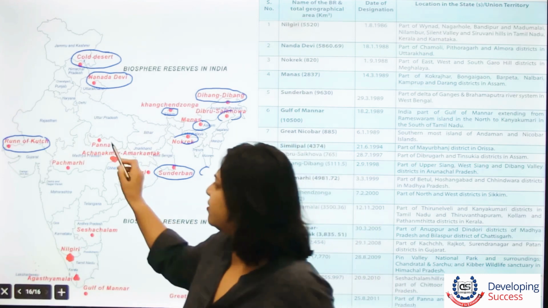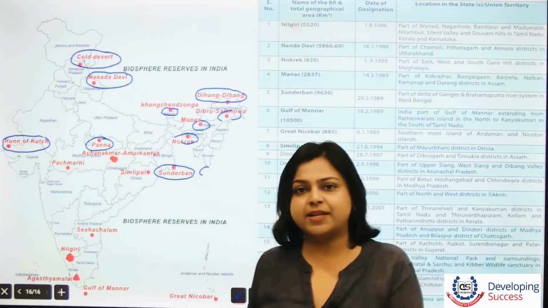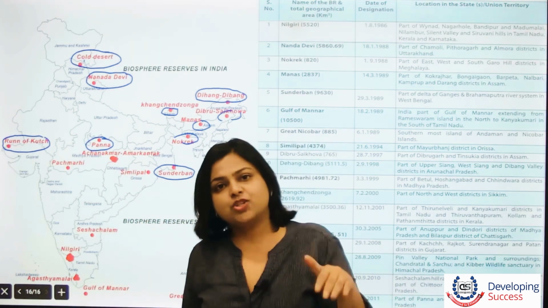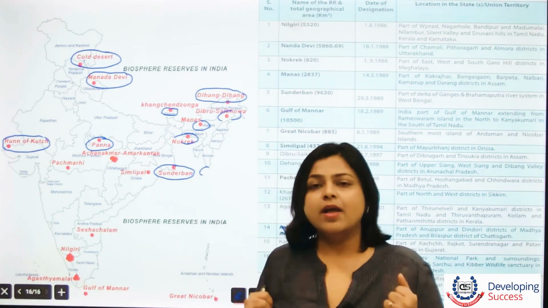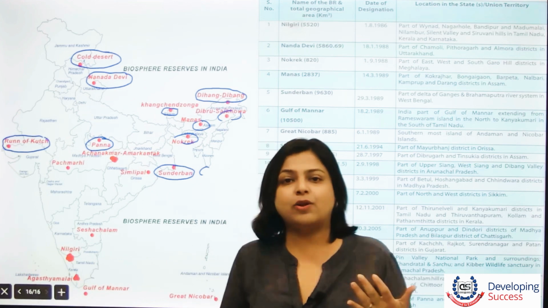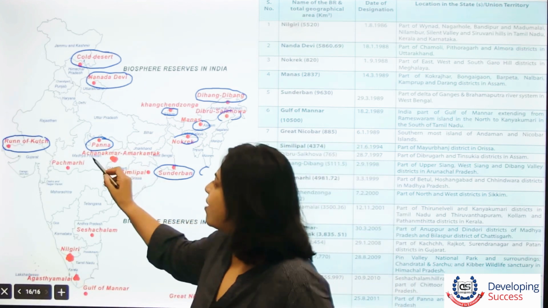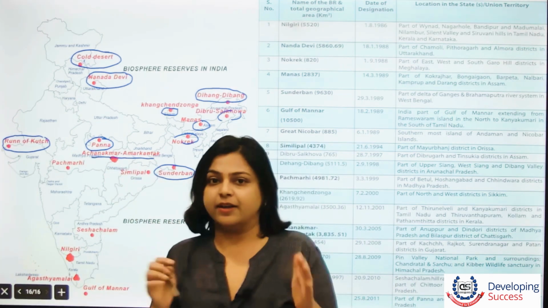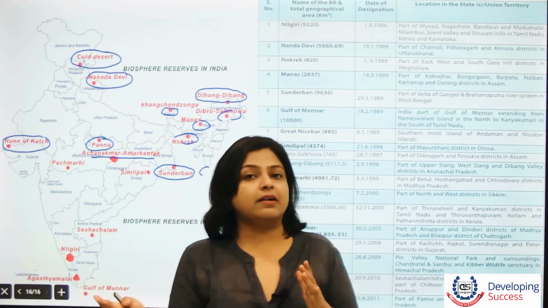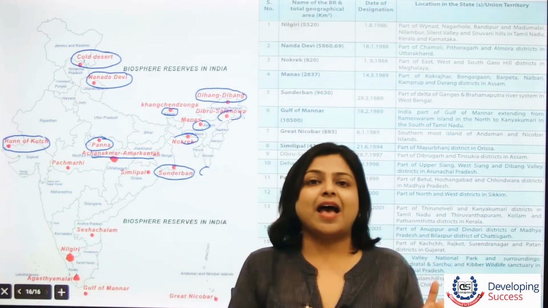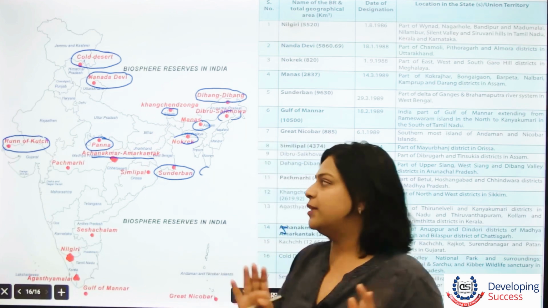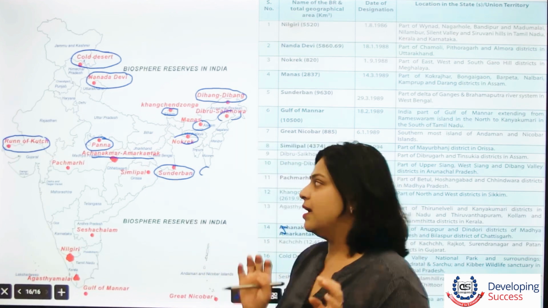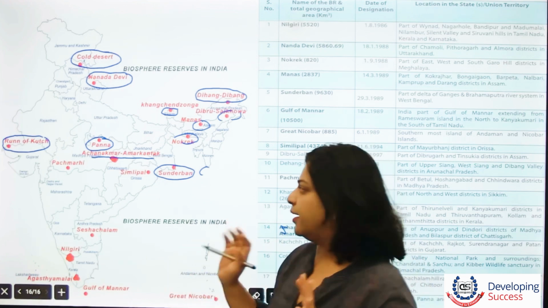Then we have Panna Biosphere Reserve, present in the Panna region of Madhya Pradesh, where we have the Panna Tiger Reserve, and also the Khajuraho Temple. Then we have Achanakmar Amarkantak. It is a transboundary biosphere reserve, where some part is in Chhattisgarh and some part is in Madhya Pradesh in the Amarkantak hills. The name is Achanakmar Amarkantak.